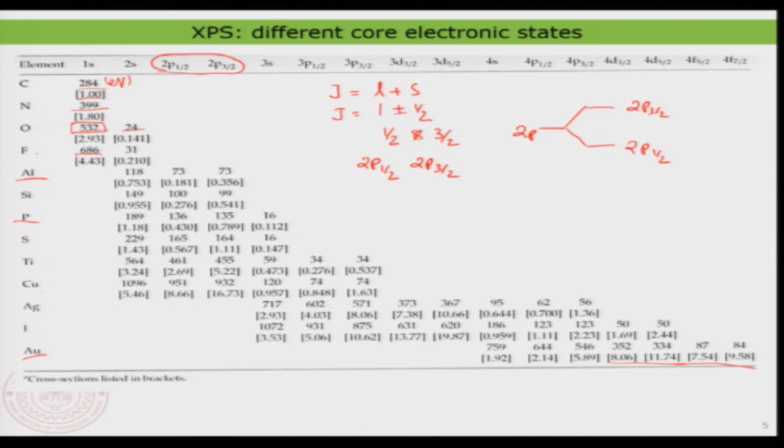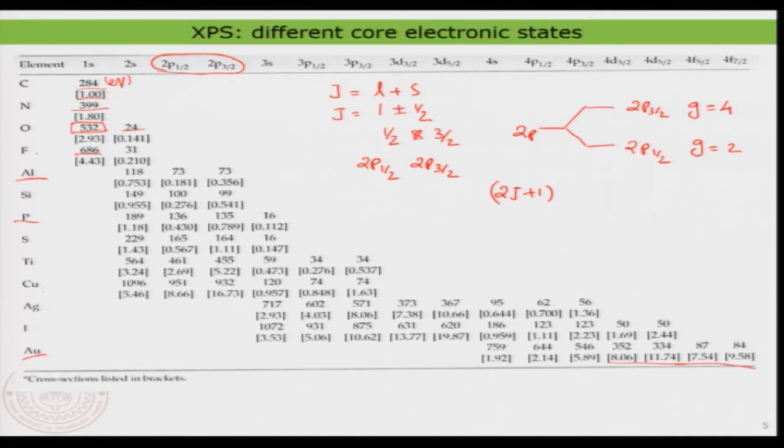And now you can also calculate the degeneracy of these states, and the degeneracy can be calculated using 2j plus 1. So, you can plug in the j values here, and then you would find that the degeneracy for this is equal to 2, and the degeneracy for this is 4. This means that the p 3 by 2 level will always be much more intense compared to the p 1 by 2 level. So, in this particular case, it will be a ratio of 1:2 between p 1 by 2 and p 3 by 2. This is due to the degeneracy of the different levels. So, please also keep that in mind.